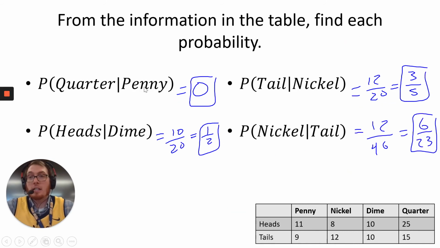The next question says, find the probability you tossed a quarter given that it's a penny, and that's impossible. There's no way you tossed a quarter if you tossed the penny. Find the probability you tossed heads given it's a dime.